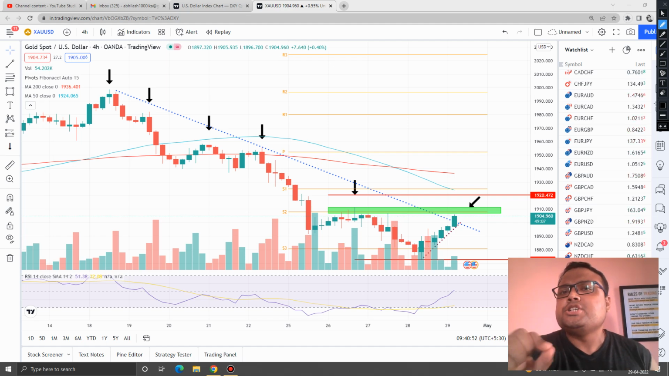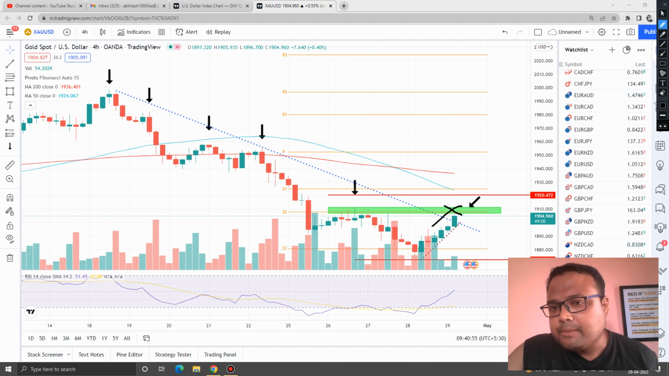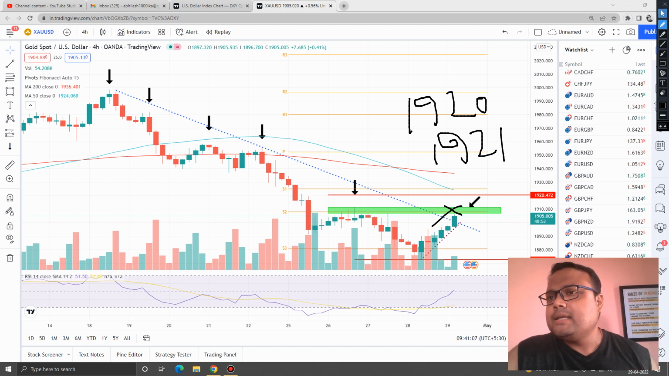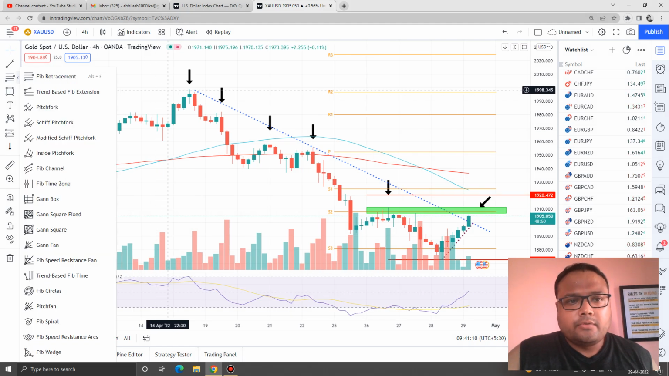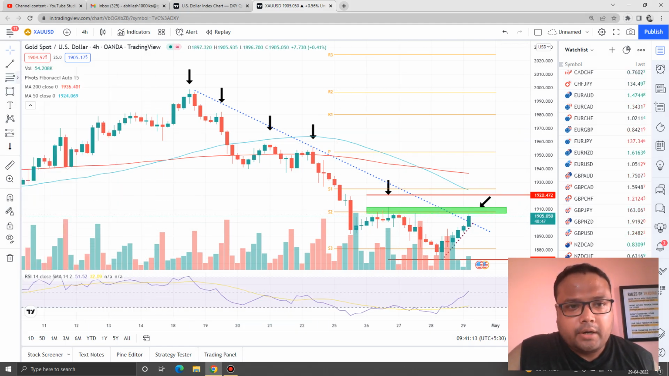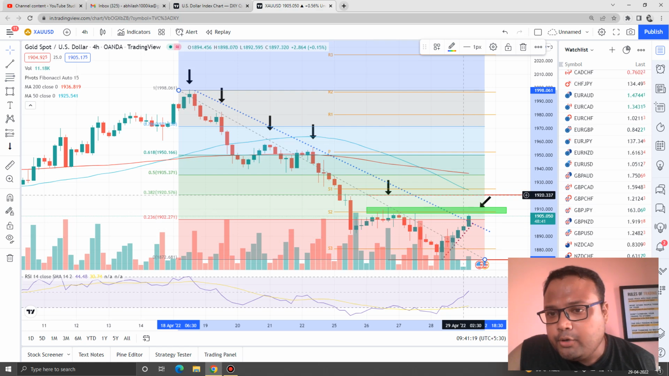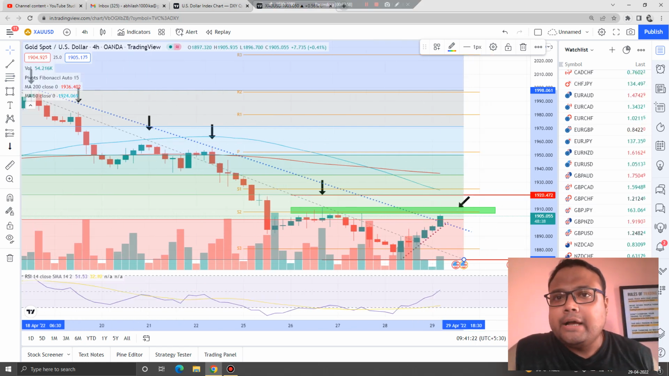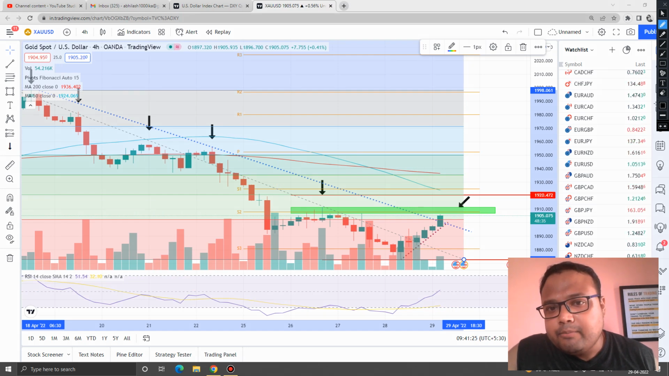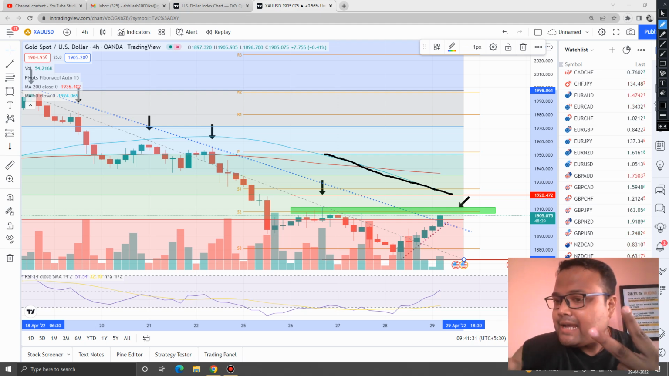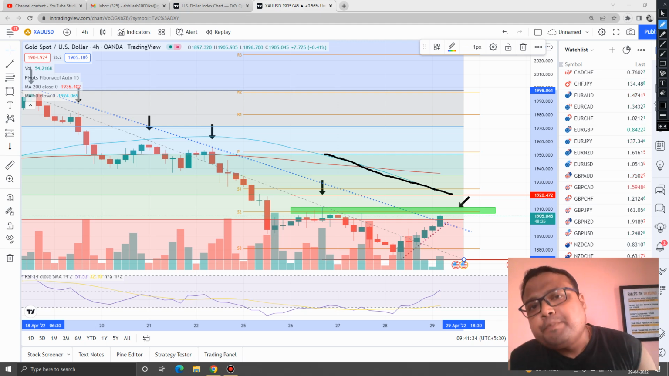But in case the same bullishness continues in the market, then market will break the resistance, and your next selling opportunity will be around 1920 to 1921. Why this selling opportunity here? Because first of all, we have the Fibonacci 38.2% retracement level, and at the same level we will also have the 50 moving average. So we will be having two resistances, first in the form of 50 moving average, second in the form of Fibonacci 38.2% retracement level.